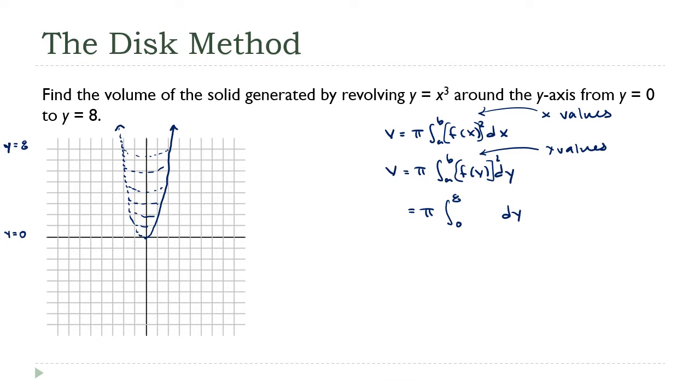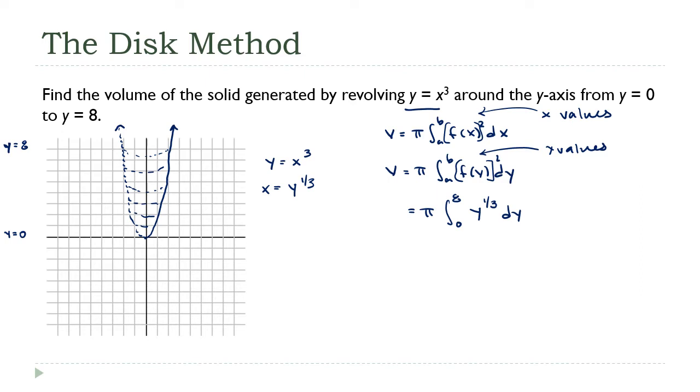To get that something, I've got this formula here. I know what the function that defines the curve is. I just need to solve this for x instead of y. So if y is equal to x cubed, then x is equal to the cube root of y, which is y to the 1/3. So I'm going to put that in here.